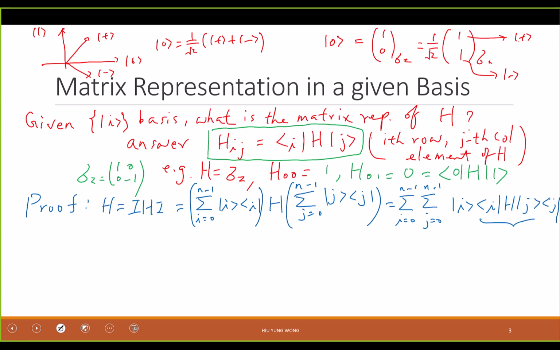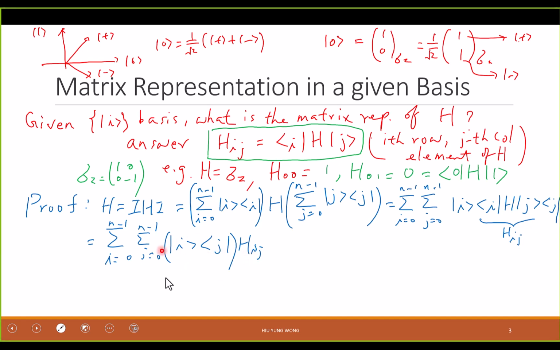So I can take this to here. I can call this Hij. Then this one becomes this. And because you just told me this is a number, I can move it to anywhere I want. I decided to move it to the end, which is just a number. I can group them because of the associative property of all the bracket notation we have learned.